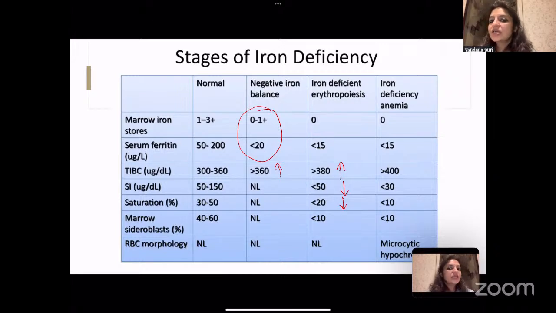The main point here is that your transferrin saturation is going down and serum iron levels are going down. TIBC is constantly increasing. Once we get iron deficiency anemia, then you start getting microcytic hypochromic cells, and RDW is increased. Your patient starts developing symptoms of pica. All that occurs in this third stage, that is iron deficiency anemia.